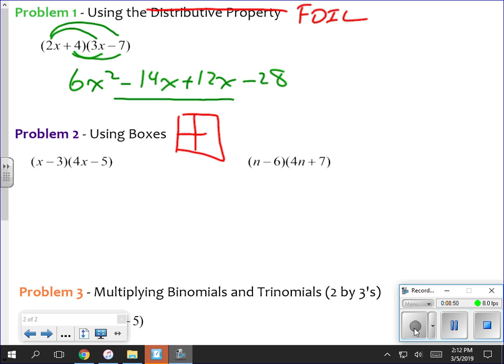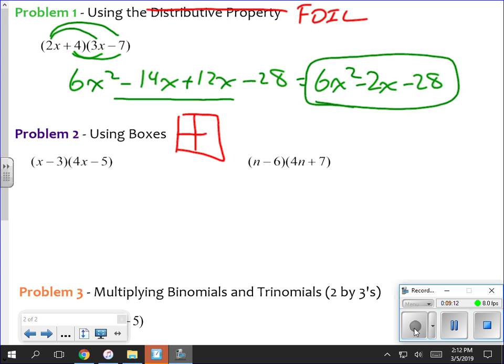are in the middle. Okay, so I have 6x squared. And then I have -14 and +12 gives me -2x. And then I have -28. And that's my final answer on that one. Okay?